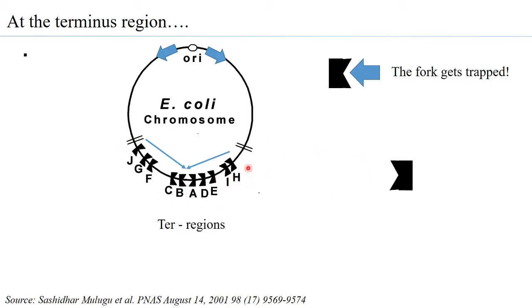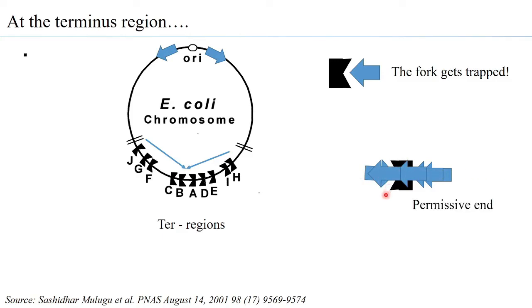So when you look at the other ter region, this ter region is going to allow the replication fork to move only until here. So therefore this replication fork is trapped over here and it cannot move any further. So unwinding from this replication fork will stop at this region. But if you have a replication fork that is coming from this end, this replication fork is able to move through the ter. So the polarity of the ter for the two replication forks is such that it can trap one replication fork, but it is not able to trap the other replication fork.